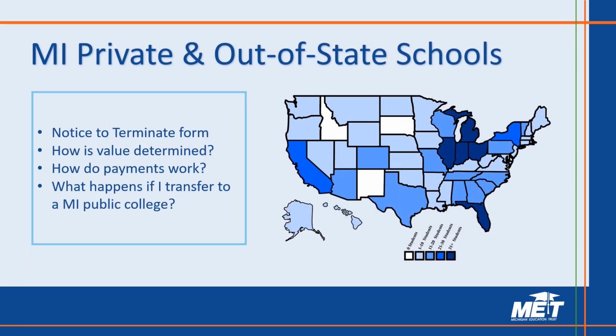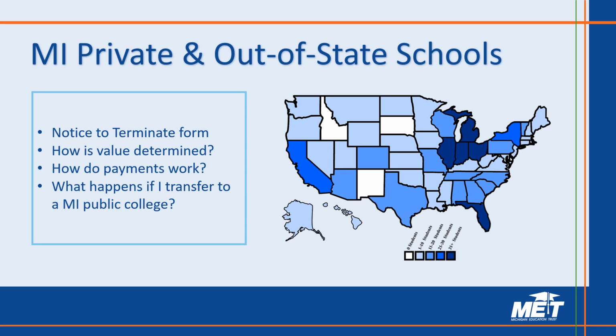If you are planning on attending a Michigan private college or out-of-state college, you will need to terminate your Met for Met to make payments to your school. Termination is kind of a scary way of saying we will turn the credit hours on your contract into a dollar figure payable to the school.